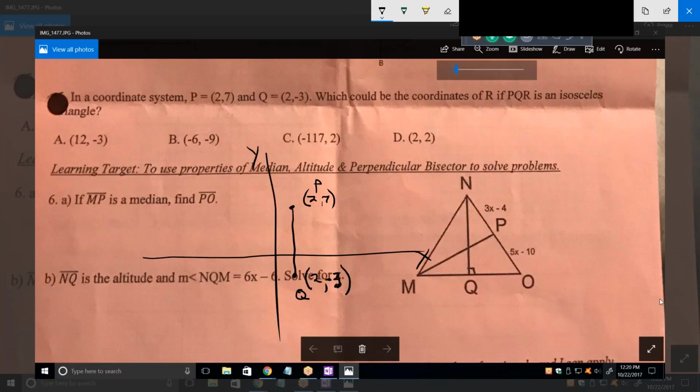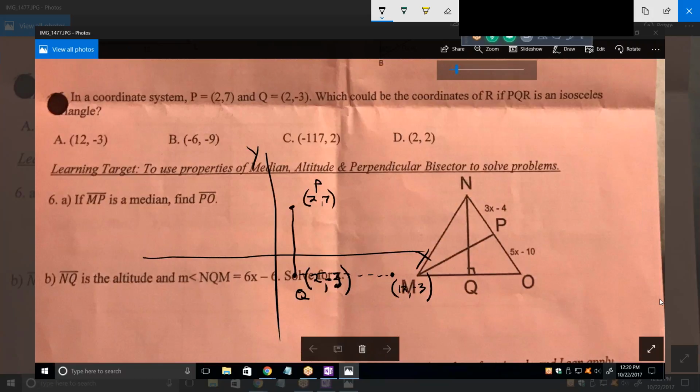Let's plot 12 comma minus 3. Well, 12's way out here. Minus 3, we know where that is. Could that be an isosceles triangle? What would it require for that to be an isosceles triangle?